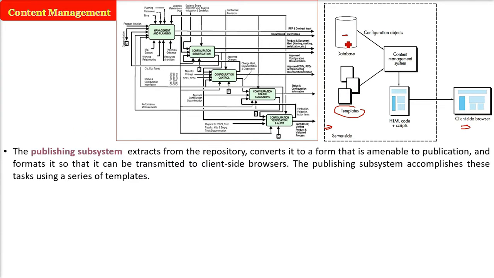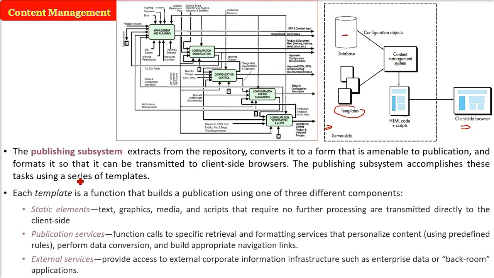The publishing system accomplishes these tasks using certain templates, which I am showing you here. Each template is just a function that builds a publication using one of these three different components. It can be the static elements like the text, graphics, media, and scripts. They don't require that much processing. They are transmitted directly to the client side.